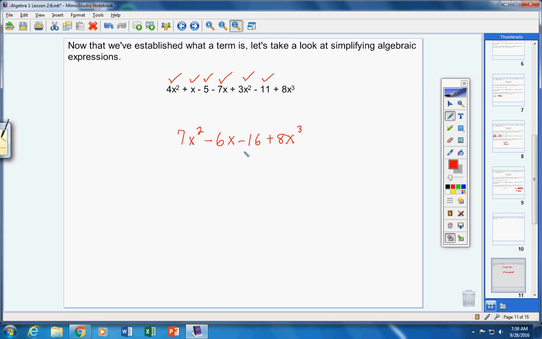Now, I know that I'm finished because there are no like terms anywhere for me to combine. Nowhere. None. That's an x squared term, that's an x term, that's a constant term, that's an x cubed term. There are no like terms anywhere for me to combine. Alright, let's move on. So what we just did there is we looked at combining like terms. So we were simplifying algebra expressions by combining like terms. Pretty simple, it's not too difficult.